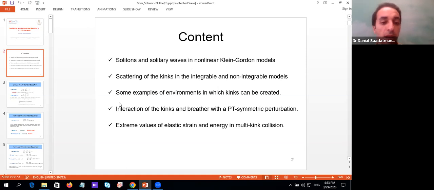Then I show how these solitons and solitary waves behave after they interact with a PT-symmetric perturbation. And finally, I show my results when a number of solitons collide with each other, to see what happens to the maximal energy density and elastic strain at the collision points.